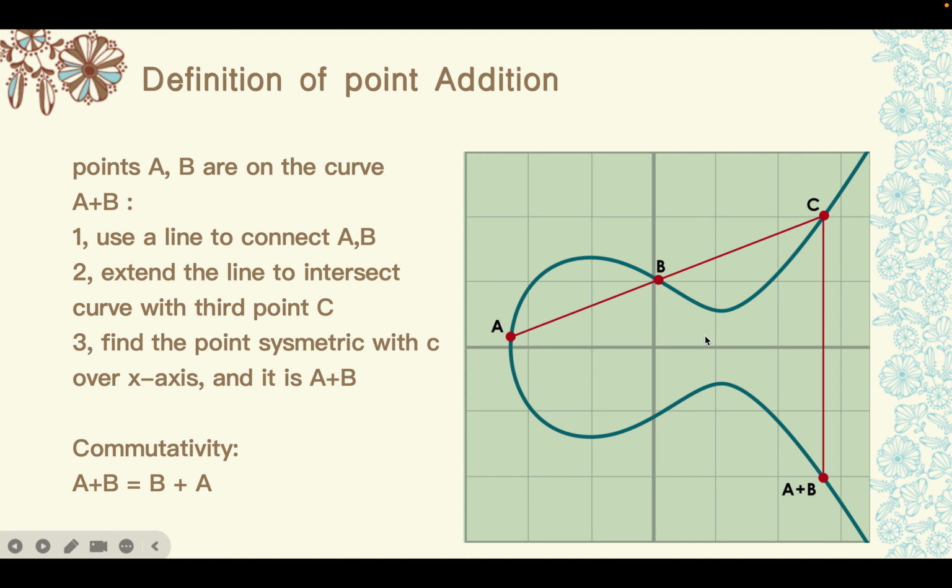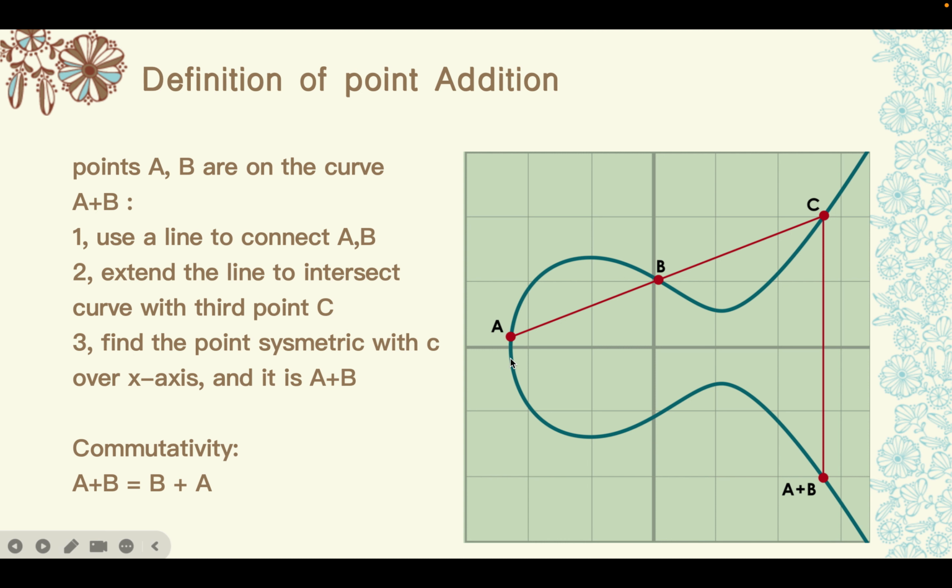The same applies to B plus C. For example, given two points B and C here, when we do B plus C, we use a line to connect B and C. Now extend the line to intersect with the curve at the point A, and then find the symmetric point of A over the x-axis. So here we find a point, and this point we define as B plus C. So B plus C is the symmetric point of A over the x-axis. So it should be here, right?